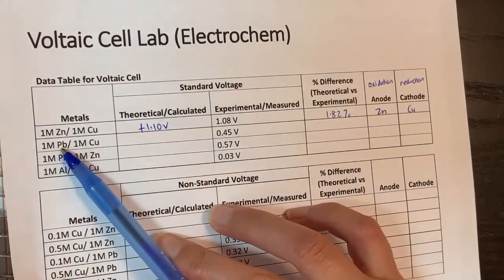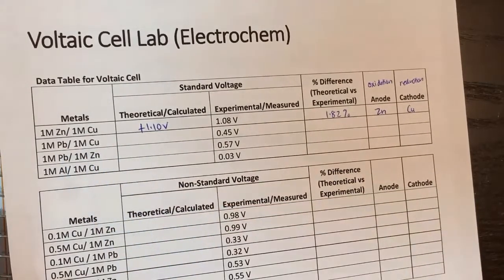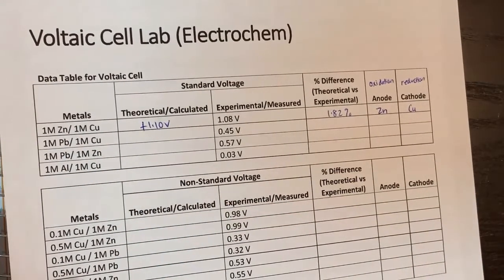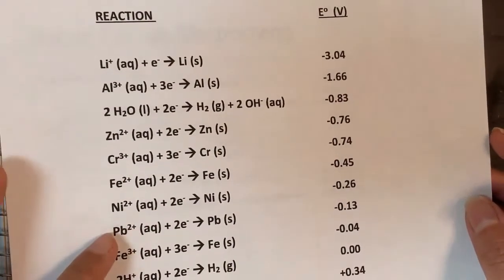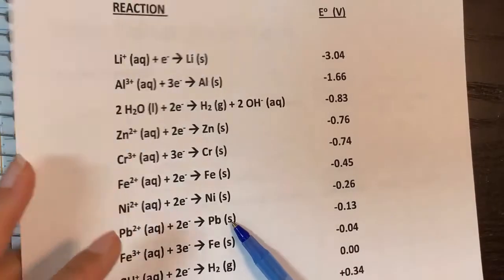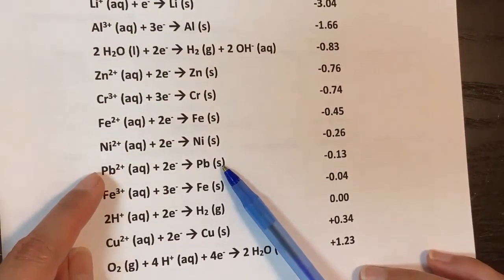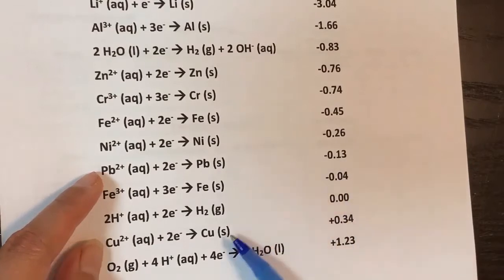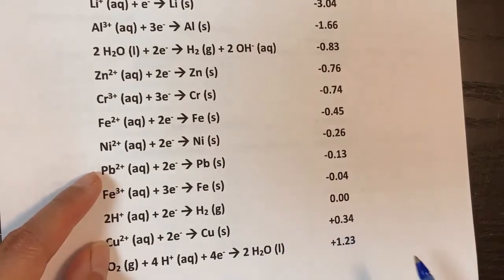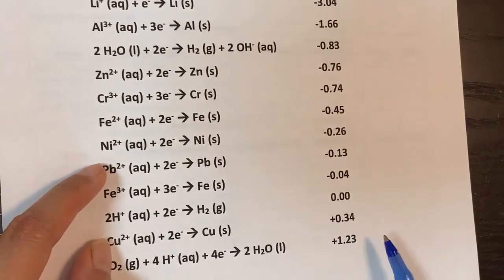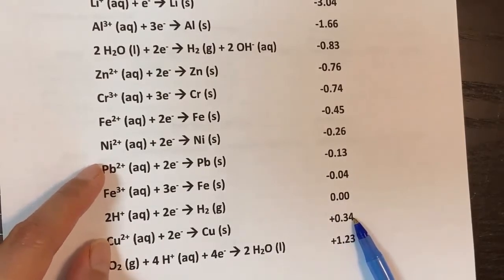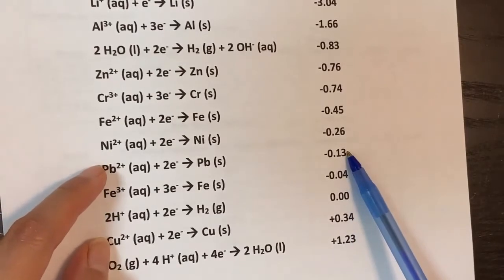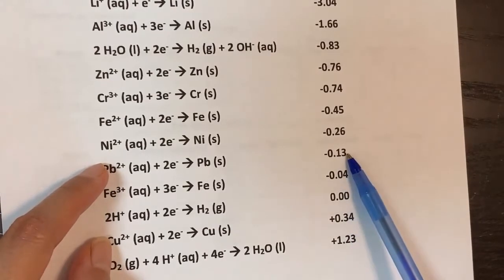So I have lead and I have copper this time. Let's take a look at my chart. Take a look at this chart here in your lab manual, and you have to look for lead and look for copper. Lead here is this value, negative 0.13, and copper is positive 0.34. According to this list, copper likes to be reduced, and lead doesn't like to be reduced as much because it's a negative value here. Instead, it actually likes to be oxidized.